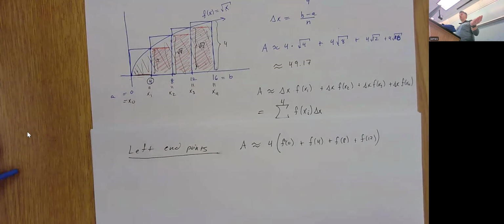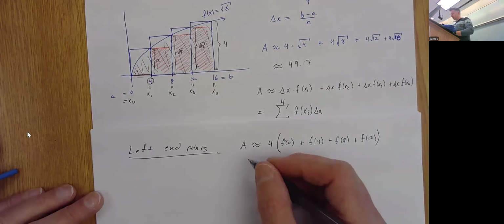Clearly an underestimate here. Quick comment. I don't want you to assume that a left is always an underestimate and a right is always an overestimate. It's not the case. It is the case if your function is increasing like this. But if your function was decreasing, it would actually be the opposite case. And if your function is doing something like this, then you don't really know if it's an over or an underestimate.